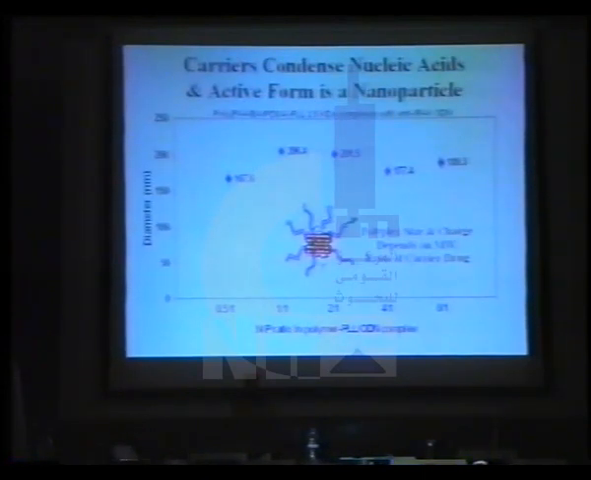But just to emphasize, these are particles. This is one composition, dynamic light scattering studies, to show you that the size range is around 200 nanometers for this particular condensed form. But just to emphasize that these do form particles.